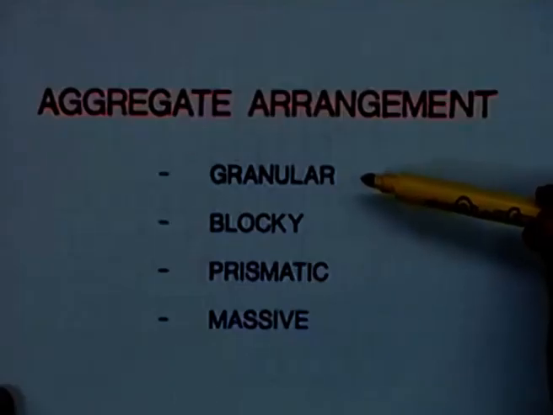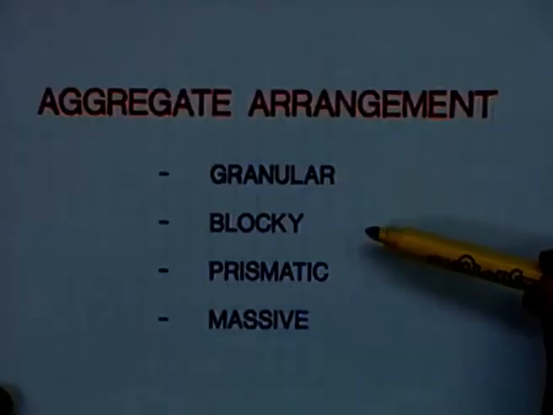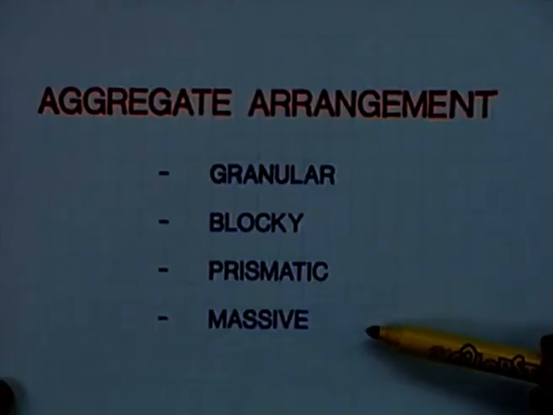What are the various arrangements of aggregates which are normally found in the soils? These are the granular structure, the blocky structure, or the blocky arrangement of aggregates, prismatic and massive.